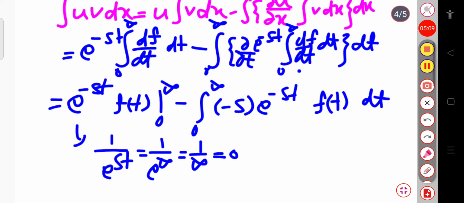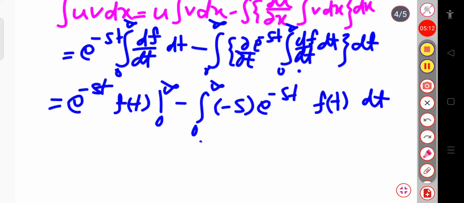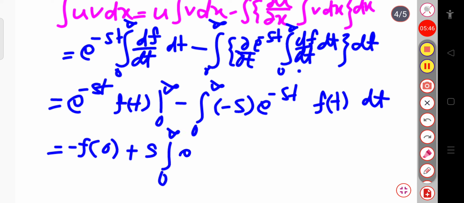Okay. Now I'll put in the lower limit. Since for the upper limit it goes to 0, for the lower limit it will be exponential power 0, and something power 0 is 1, and again this will be f of 0. So this will be f of 0, and here I have to put a negative sign because it is the upper limit minus the lower limit, and for the next term, minus into minus becomes plus. This s can be taken outside because we have to integrate with respect to t only. So this will be the integration from 0 to infinity of exponential minus st into f of t dt.